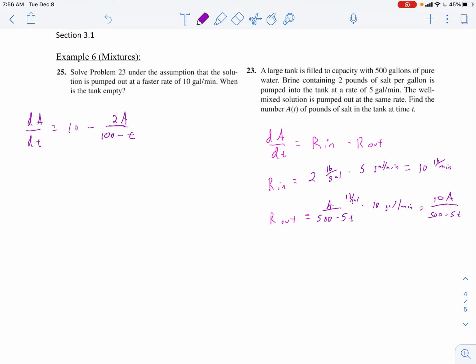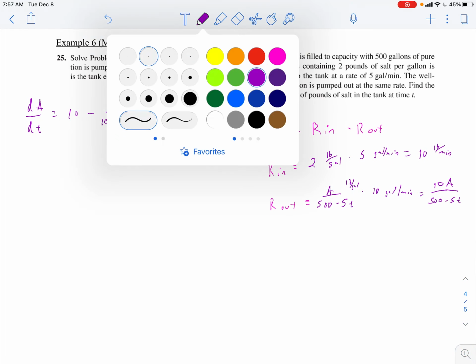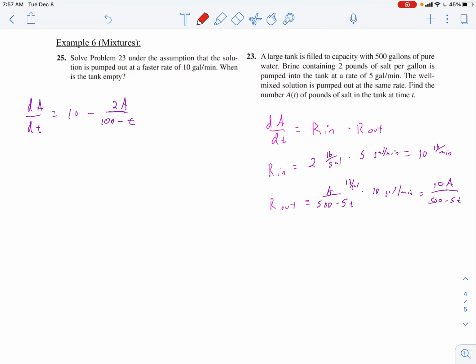And now what we want to do is solve this differential equation. How can we find the total amount that's in there, and then how can we find when the tank's empty? So we're going to have to solve this differential equation to find the total amount. Now, solving this differential equation is not a separation of variables like the other, because I have an A in the numerator and t in the denominator, with that 10 minus on the outside, so I can't use separation of variables, but I can turn this into a linear equation. So we have dA over dt plus 2A over 100 minus t is equal to 10.